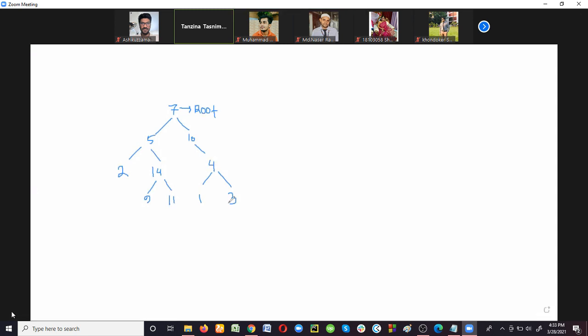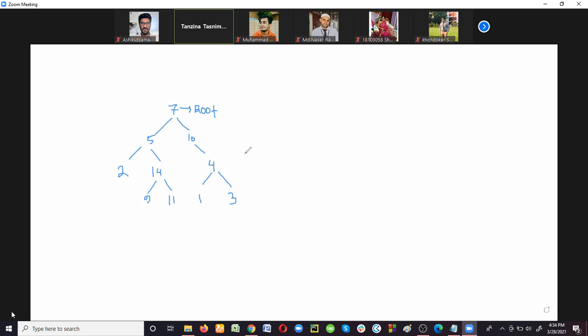Okay, so let me just recall all those features again. This is a tree data structure which has only one root node, that is 7. And here 7 has 2 children, 5 and 4. That's why these are child nodes of 7. And here 2 and 14 came from which node? The node 5. That's why 5 is the parent node of 2 and 14.